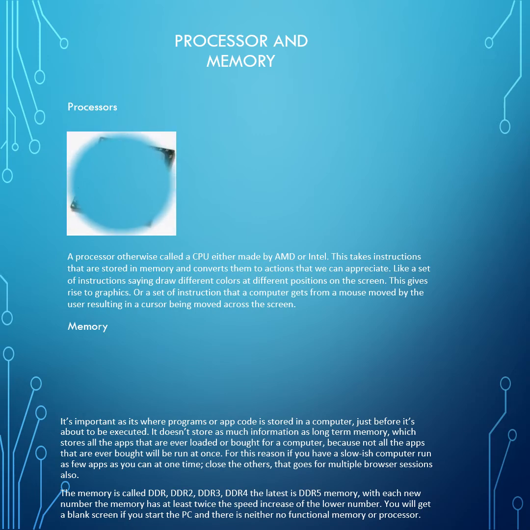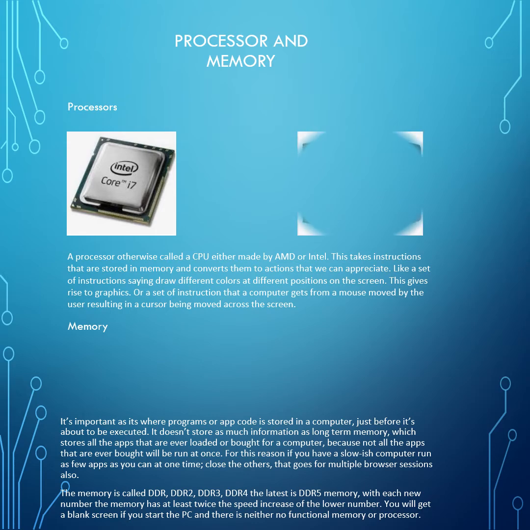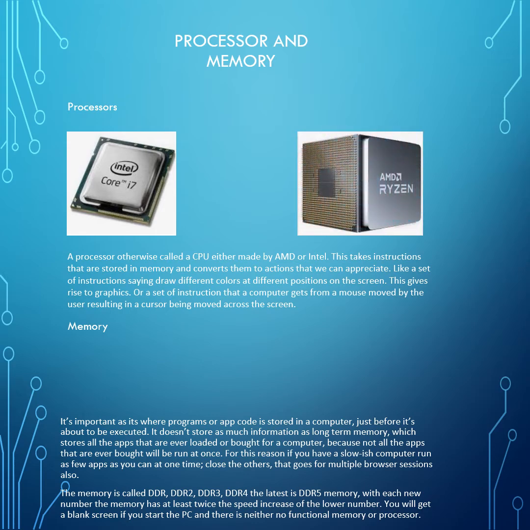So we have two main processors. We have the Intel and we have the AMD. Those are the main manufacturers of processors. Processor is otherwise called a CPU. It's either made by AMD or Intel.